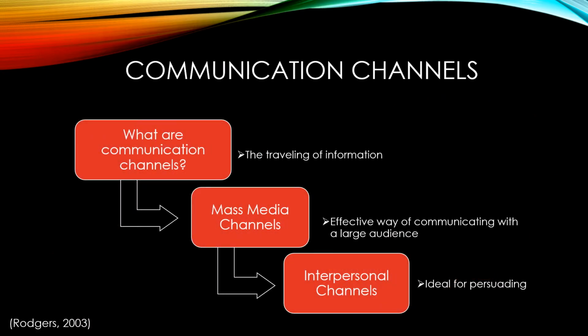Communication channels are how messages and information travel from one individual to another. Highly functioning communication channels in diffusion are vital to the process. Various types of communication channels exist, and depending on the situation, each type is beneficial. Mass media channels, for example, provide a rapid and efficient way to disseminate information amongst a large audience. Interpersonal channels, on the other hand, are most ideal for connecting with one or a few individuals and persuading them to adopt an innovation.